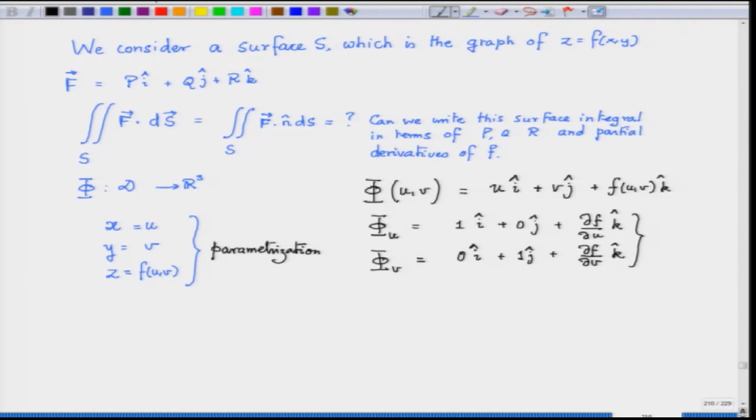Okay. So, we have already been studying this fact that d of S vector is phi of u cross phi of v into du dv. This is the area differential, right. Actually I should write it as the area vector, the differential of the surface area of S.